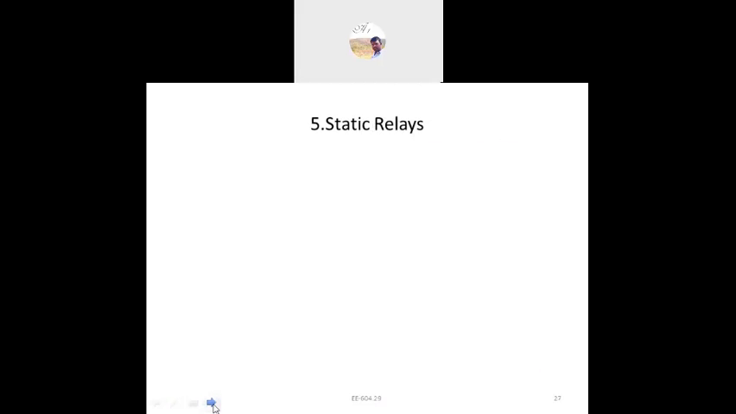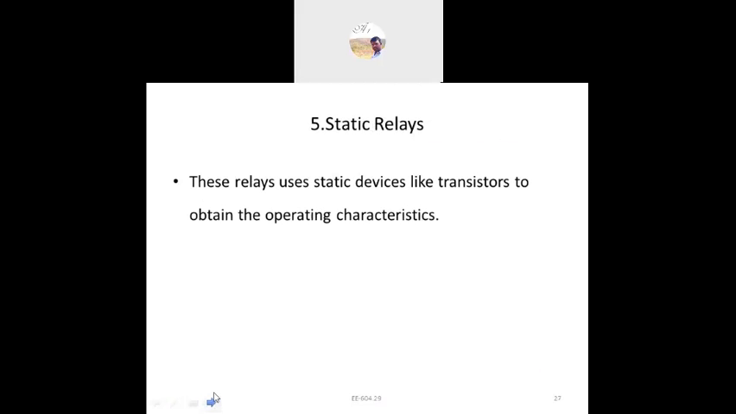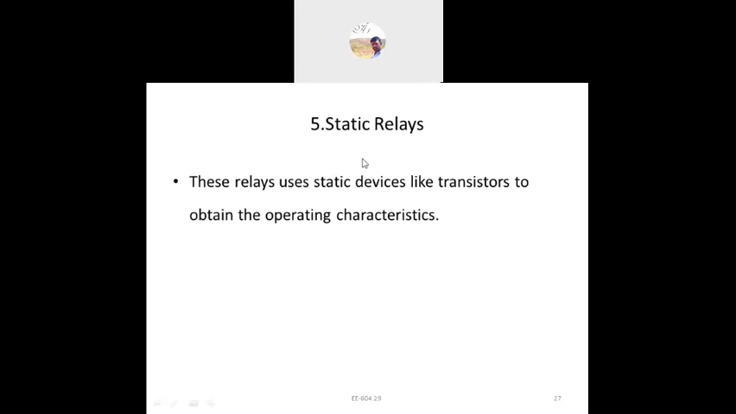Next we have the static relay. These relays use devices like transistors to obtain the operating characteristics. We have a chapter on static relays, electromagnetic relays and microprocessor based relays, and we will discuss them in detail in further classes.